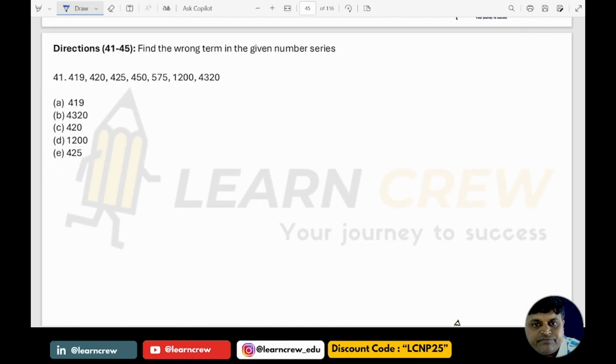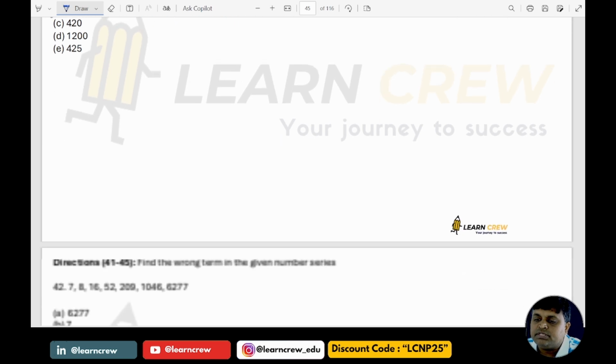Now 41 to 45 are based on the wrong term. If you observe here, the differences are 1, 5, 25, 125. So the difference is getting 5 times. 125 becomes 5 times 625, and 625 becomes 5 times 3125. So 575 plus 625 is 1200, correct? But 1200 plus 3125 is 4325. So 4320 is the wrong term.